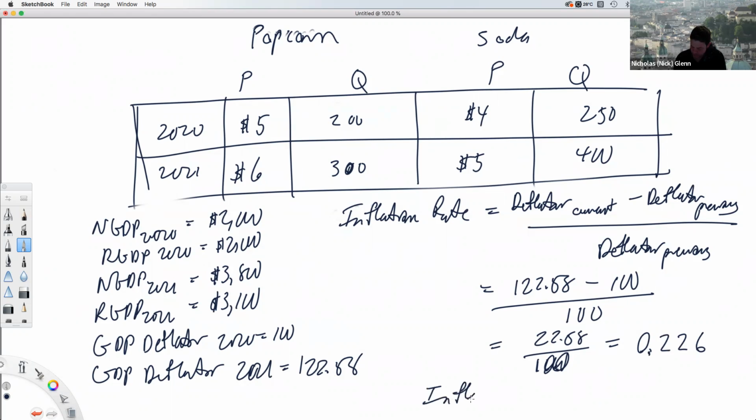And your inflation rate is 22.6%. If you multiply that by 100, this is what you get. All right, so that's it for this problem. Like I said, this is a twofold way you can use a deflator. You're using it so you can get an accurate estimate of the actual change in goods and services, and that's what the real GDP does. And then from that, you can also calculate the inflation rate as well. Okay, that's it for this question.